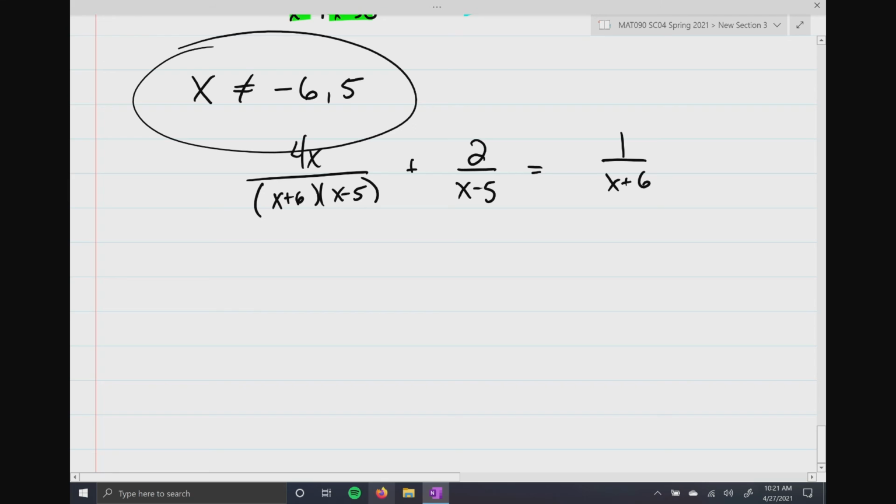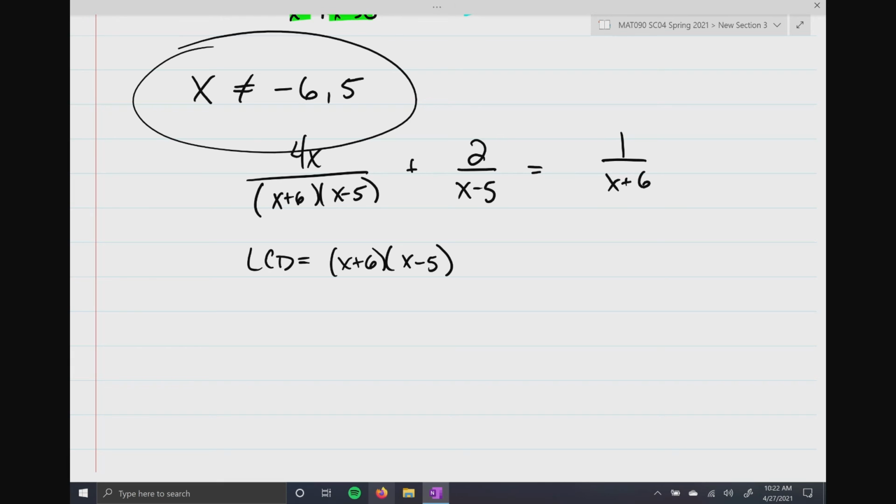Now, let's solve this problem. Let's see what happens. My LCD is going to be x plus 6 times x minus 5. Remember, you look at all the denominators, find the unique factors, x plus 6 and x minus 5. Then you may have to raise them to a power. So you're looking at the denominators and if they repeat at all. They don't repeat at all. So we're going to multiply everything by the LCD.